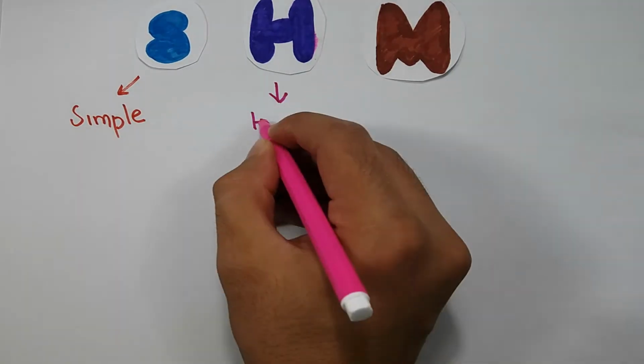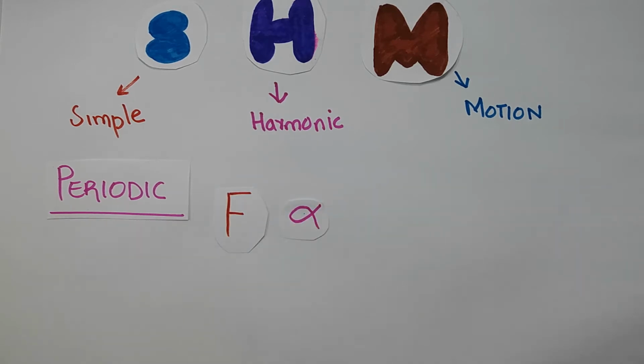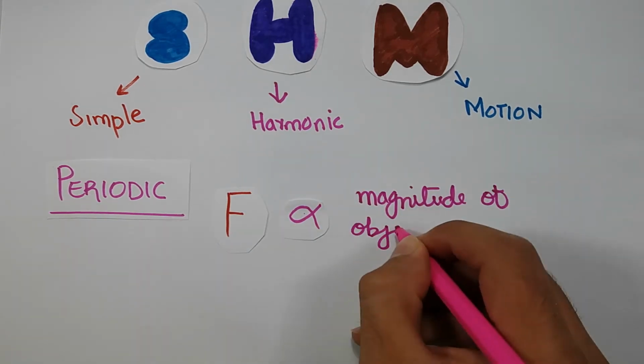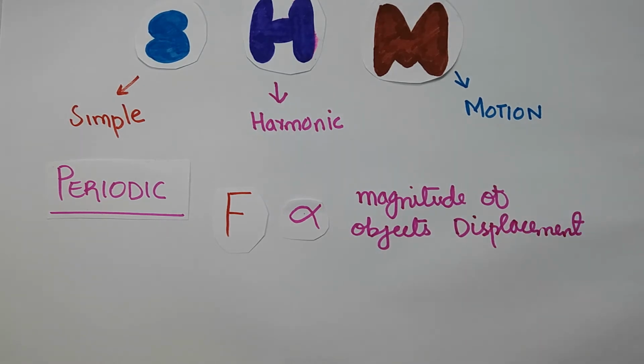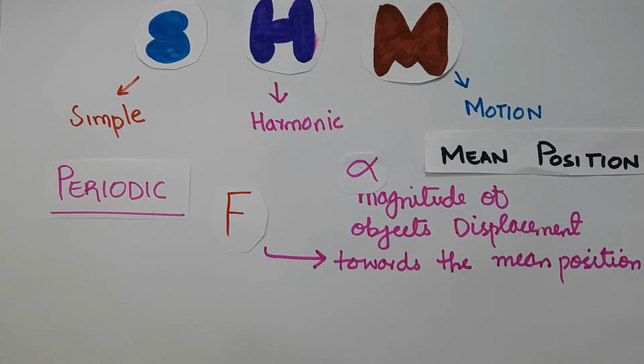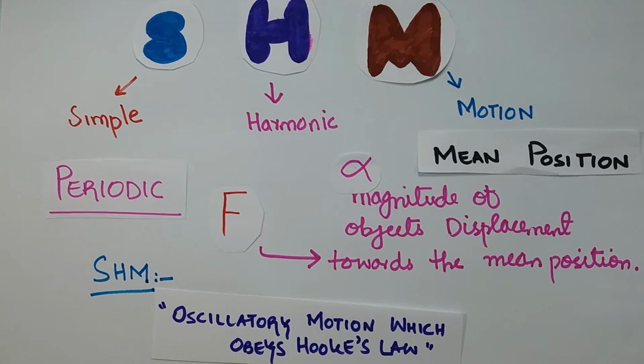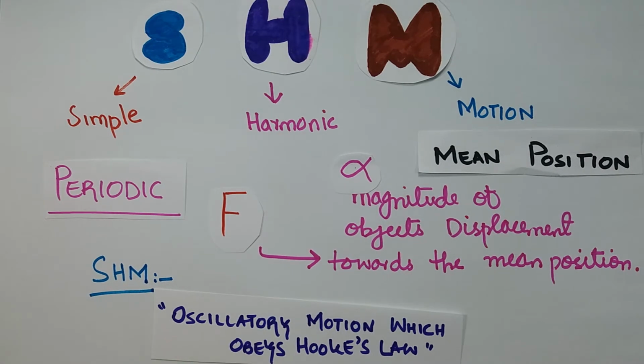Simple Harmonic Motion (SHM) is a special type of periodic motion where the restoring force on the object is directly proportional to the magnitude of the object's displacement from its mean position and acts towards the mean position of the object. Or to put it simply, SHM is an oscillatory motion which obeys Hooke's law.